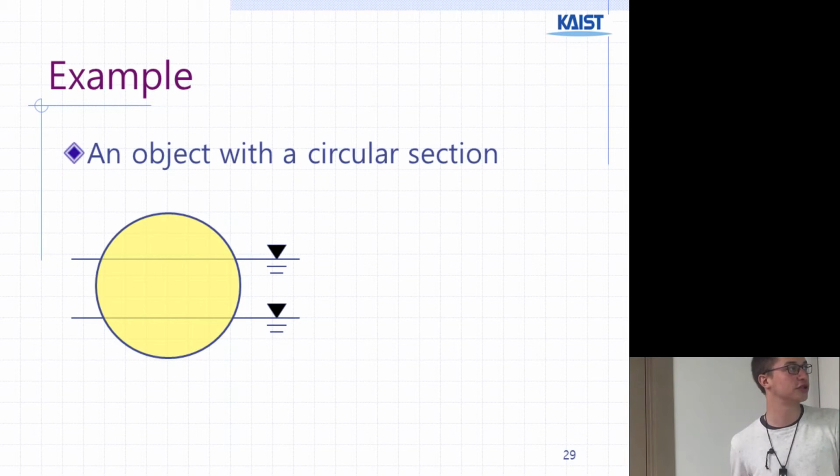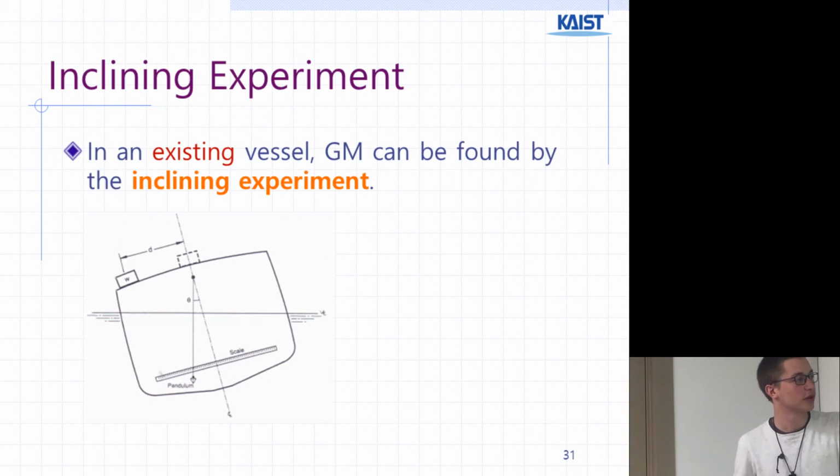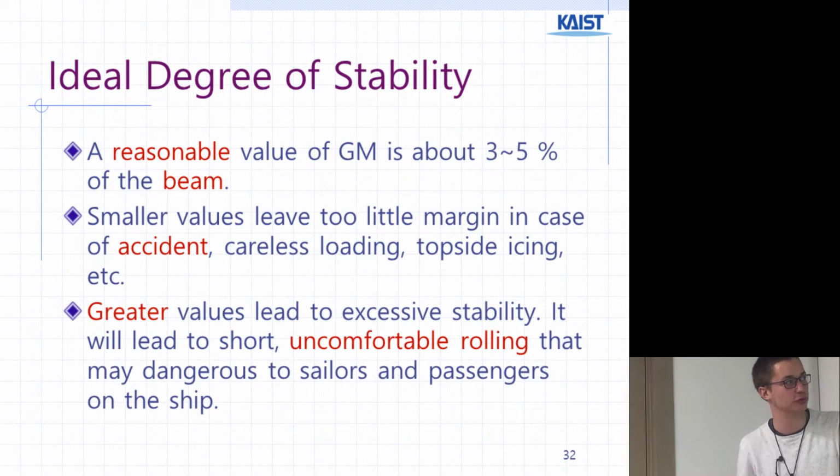And for an object with a square section, it's basically like a ship, so it's the same principle. That was the method I explained earlier, the inclining experiment with the pendulum and the scale, and with the displacement of the weights. And this is the stabilograph, which is used for measuring that displacement. A reasonable amount of GM is about 3 to 5% of the beam.